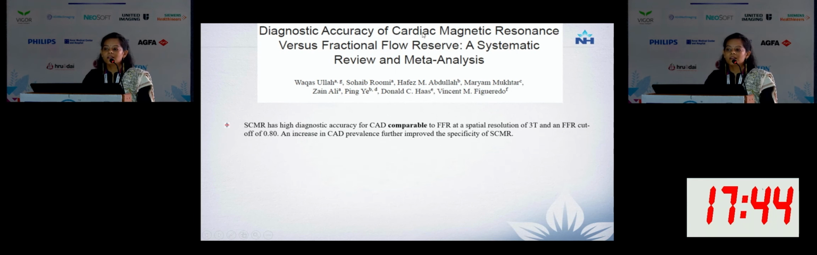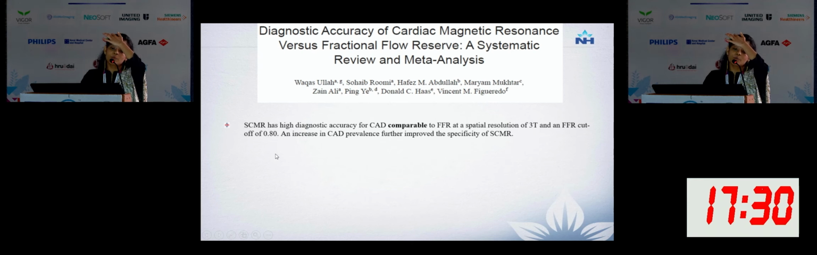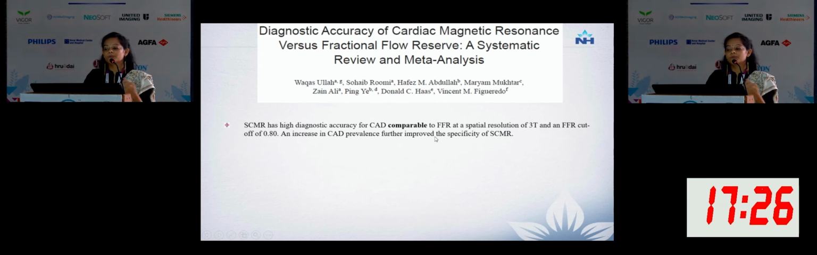This is another study comparing MR to FFR. Again, this is a review and meta-analysis, and it again said that MR is comparable to FFR, especially if the resolution is higher at 3 Tesla and with an FFR cutoff of 0.8. An increase in coronary artery disease prevalence further improved the specificity of MRI.